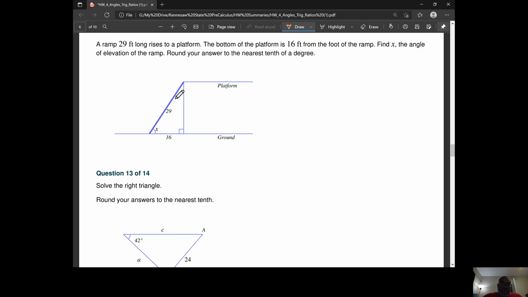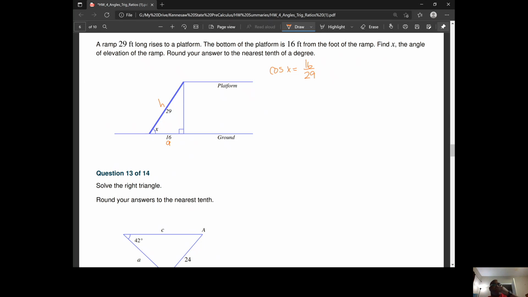A ramp 29 feet long, that's this right here, rises to a platform. The bottom of the platform is 16 feet from the foot of the ramp. Find x, the angle of elevation of the ramp, rounded to the nearest tenth of a degree. So here, if we consider our triangle and our angle x, 16 is the adjacent side, 29 is the hypotenuse. So we have adjacent, hypotenuse, that's cosine. The cosine of x is equal to 16 over 29.